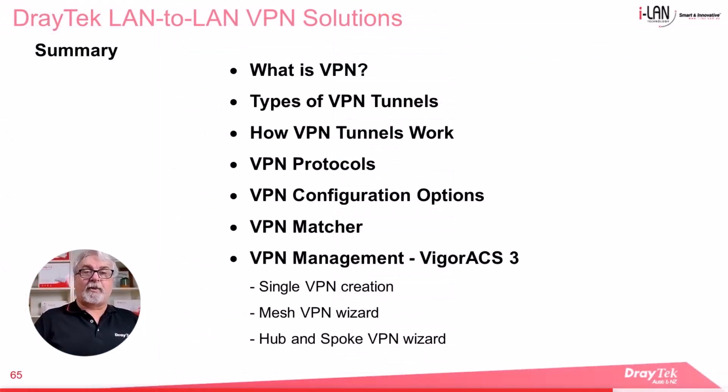Okay, so today we started by looking at what a VPN is, the types of VPN tunnels, and how they work. Then we looked at the different VPN protocols and DrayTek router VPN configuration options. We also looked at VPN Matcher, which is used when both VPN sites are behind NAT. And finally, we looked at how to create VPNs using ACS3 and the additional SD-WAN monitoring features available in Hub and Spoke and Mesh VPNs created using the SD-WAN VPN wizard for SD-WAN capable routers.